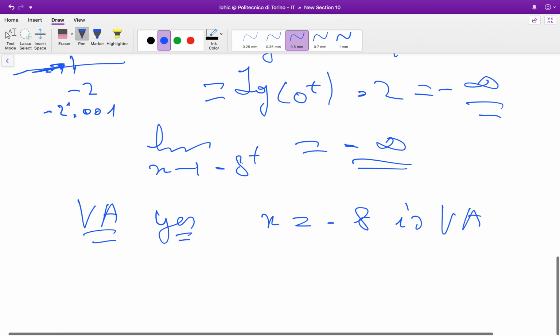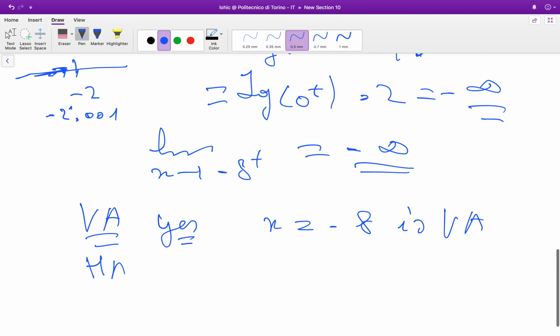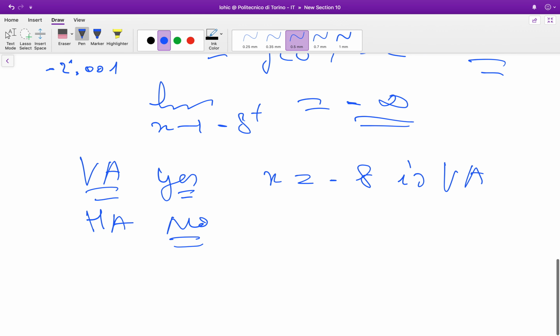Then, do we have horizontal asymptotes? The answer is no. We don't have a horizontal asymptote, because to have a horizontal asymptote, the limit of the function when x tends to +infinity or to -infinity should be a number, and it's not the case here. Do we have oblique asymptotes? Also here, the answer is no.